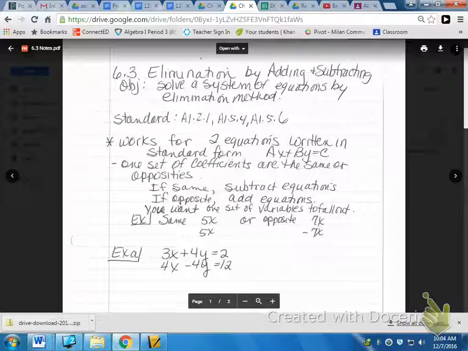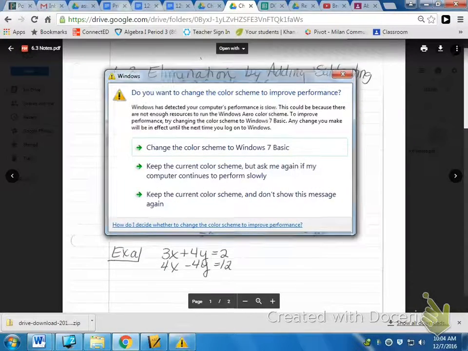Lesson 6.3, elimination by adding and subtracting. Our objective today is to solve a system of equations by the elimination method. The elimination method is taking the two equations, you add or subtract, and one of the variables is eliminated. We're going to do this in 2 days, but honestly, lesson 6.4 is a continuation of this.